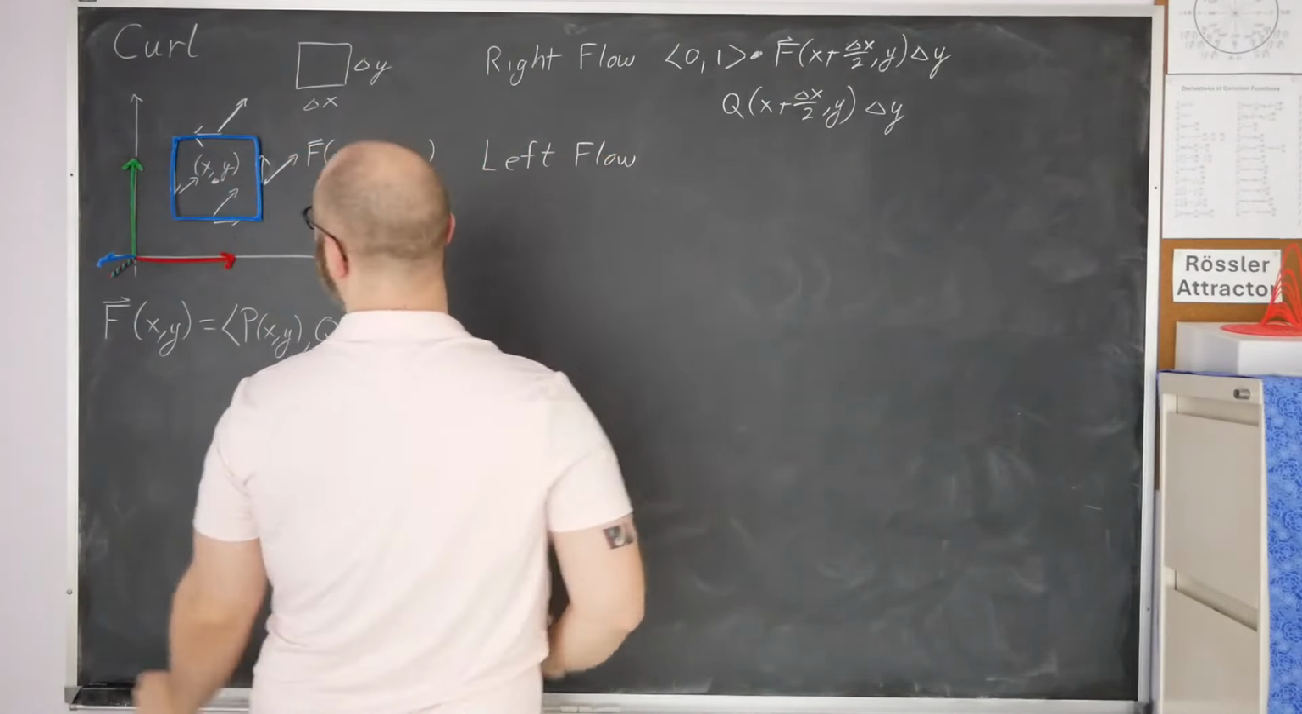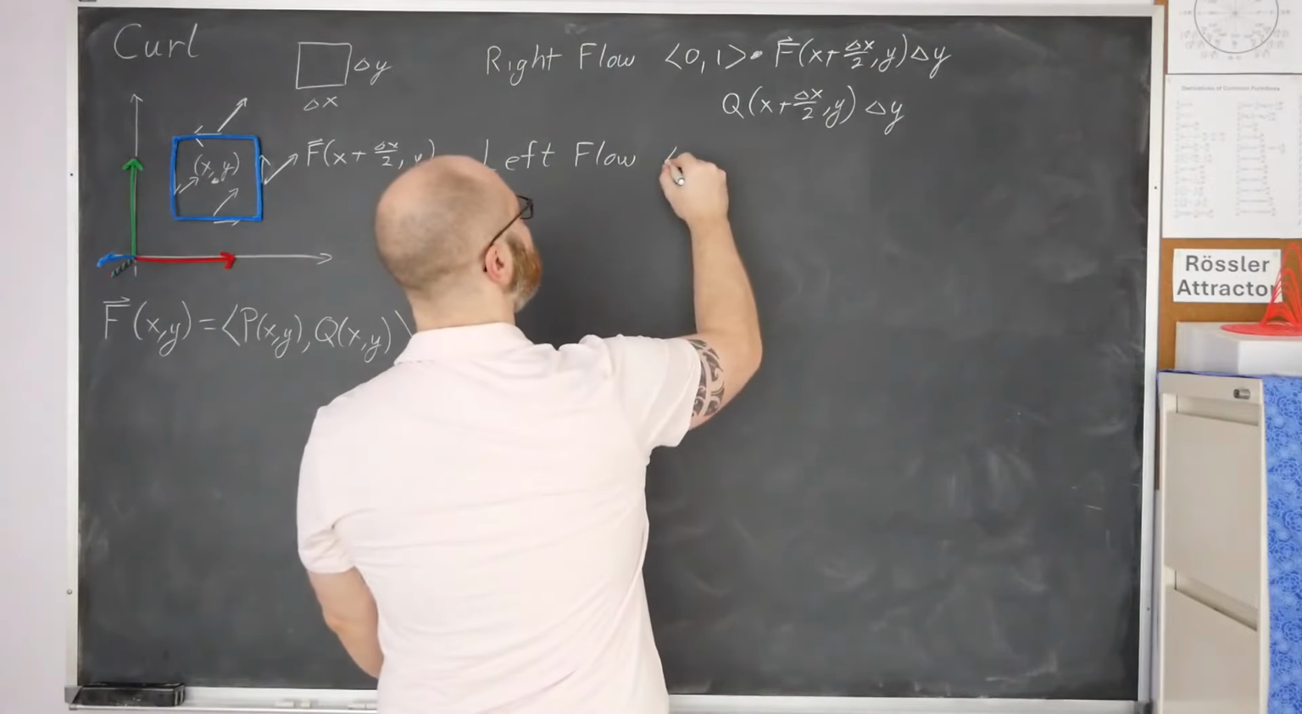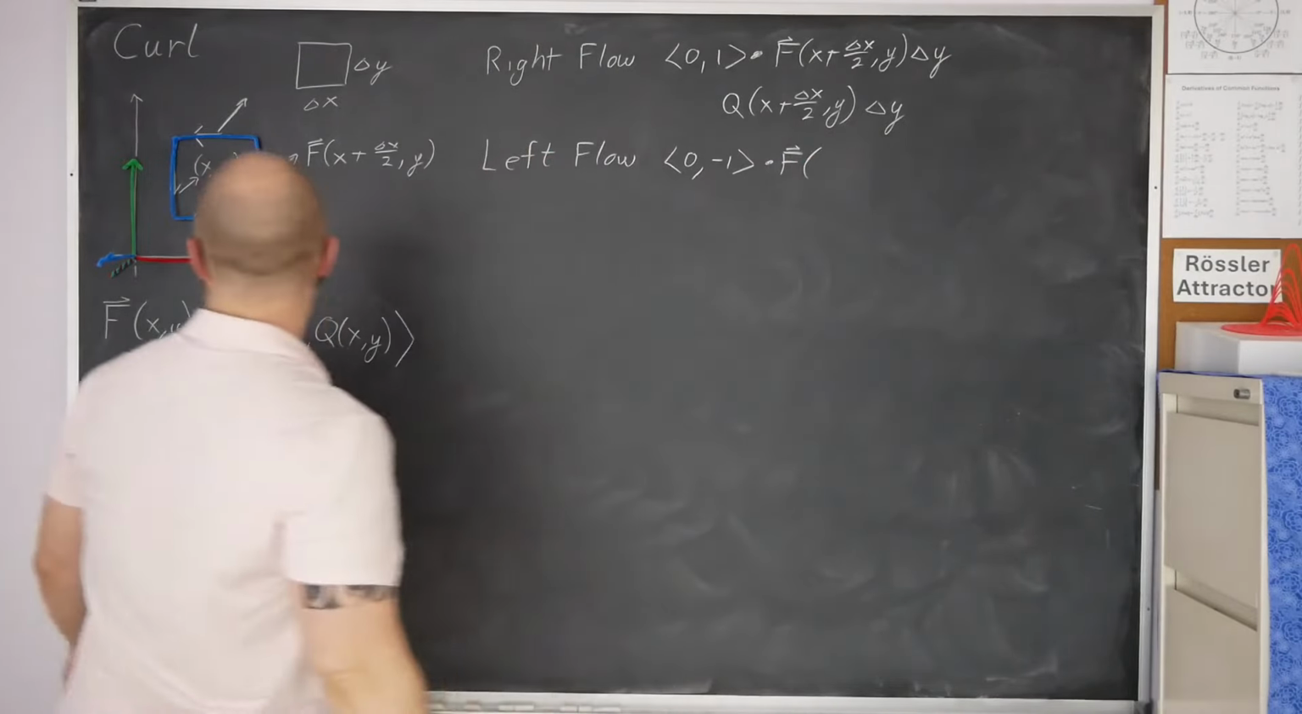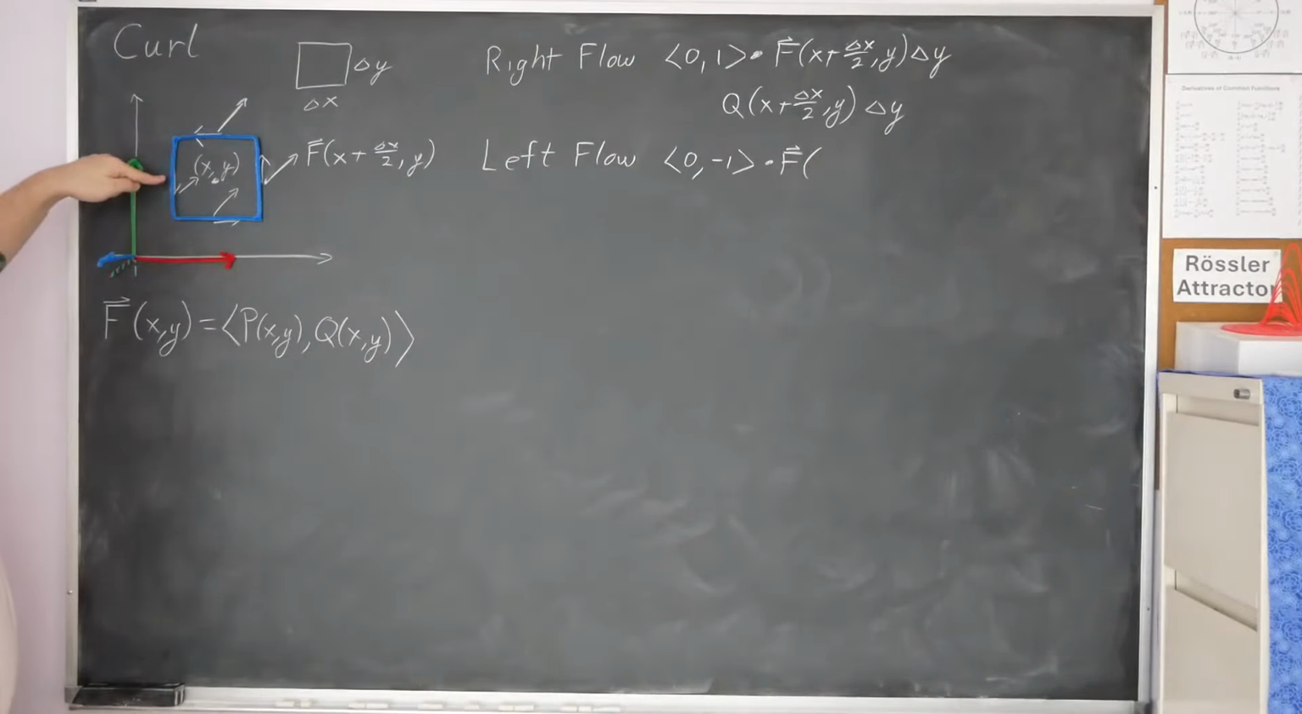Pretty similar. The unit vector for flow has changed though. It's now pointing down. So it's going to be 0, comma negative 1, dot product f. Same height y, but I've moved delta x over 2 to the left, so that's going to be a minus. So x minus delta x over 2, comma y. Then again, I want to multiply by the entire side to get the total flow on that side. All right, simplify that. We end up with 0 times p, negative 1 times q, so it ends up being negative q times x minus delta x over 2, comma y, times delta y.